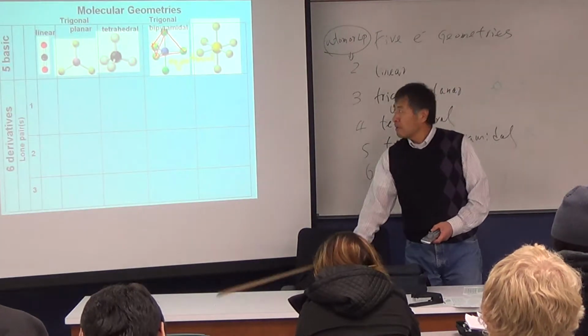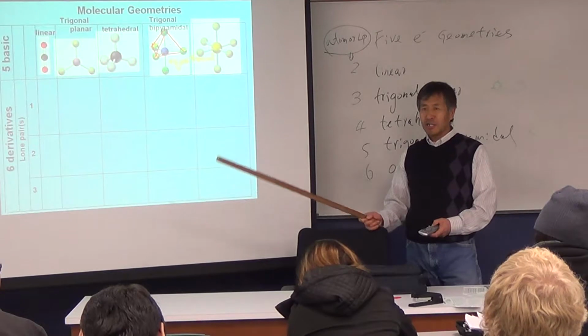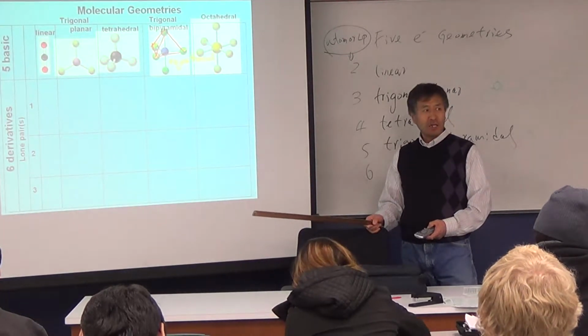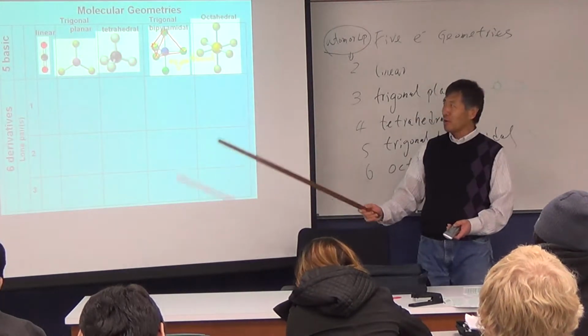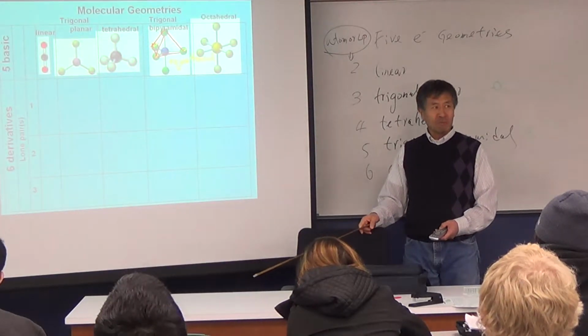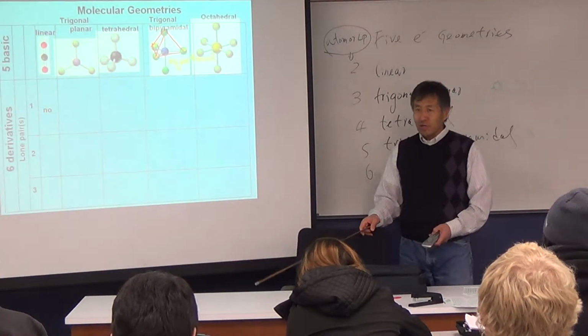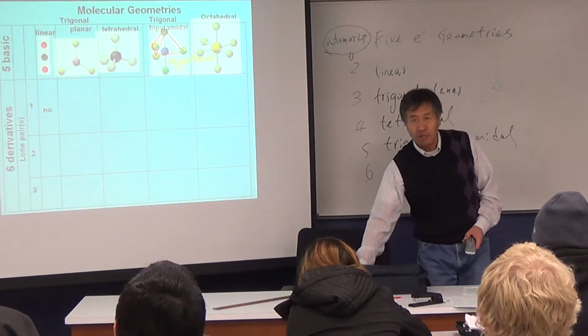Right, and then this one, that means you have 6 electron groups on the center atom, we call that octahedral. So again, octa means 8. You don't have 8 corners, but you have 8 faces. Right, so now let's consider those derivations.